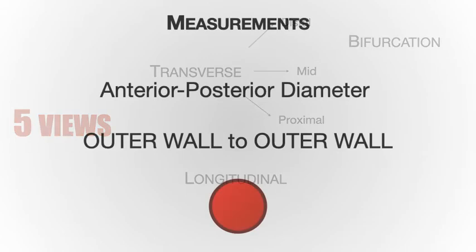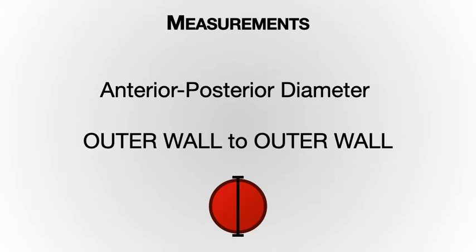We measure in the anterior-posterior diameter and from outer wall to outer wall. Measuring the outer walls helps to ensure that we do not underestimate the size of the aorta.